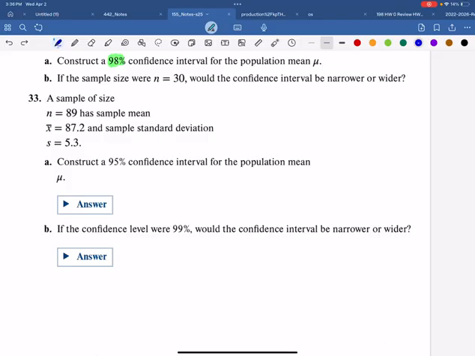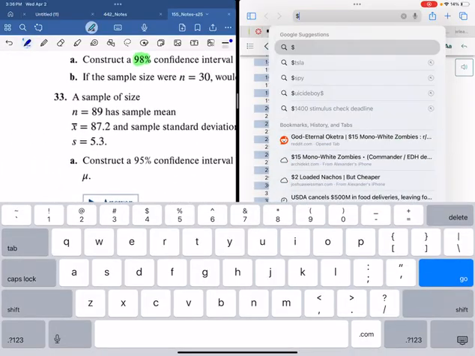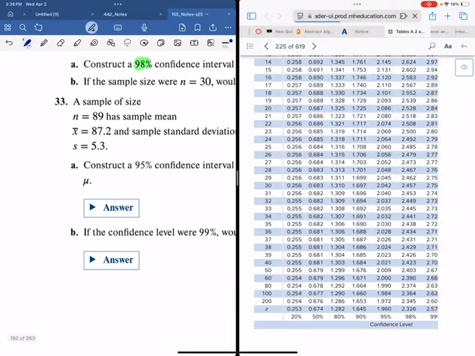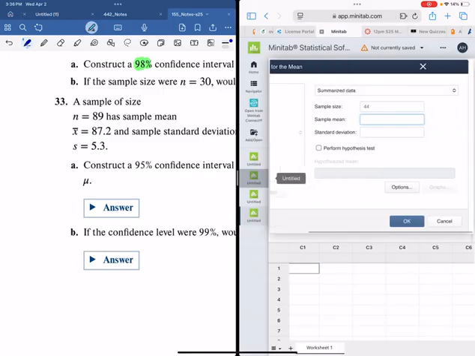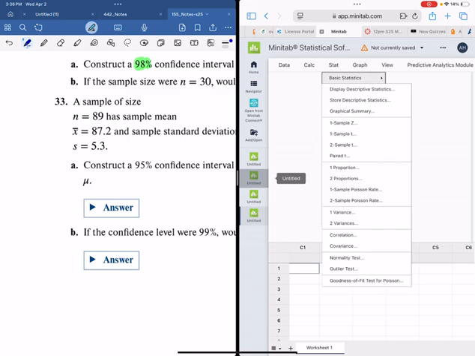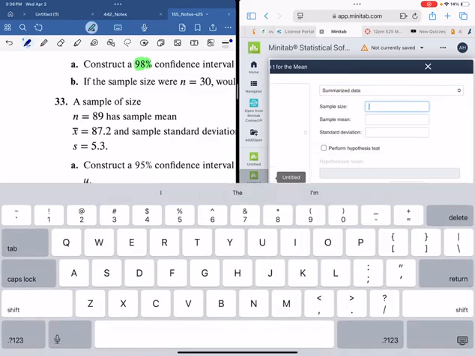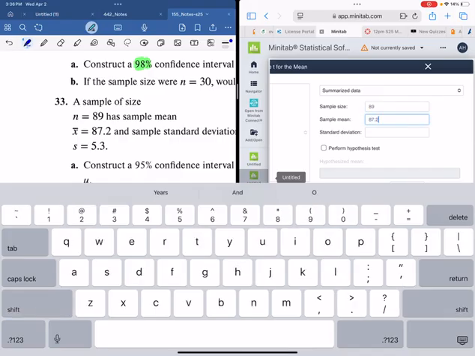Let's do this in Minitab, and try to do this side by side so we can see. Okay, so if we go to Minitab, here's Minitab. We go to Stat, Basic Stats, but we choose one sample T because we're using the Student's T distribution. We aren't given a bunch of data points. We're given the summary of the data, which is nice because then we can just go n equals 89, 9.2. You see, I'm just copying the data in.